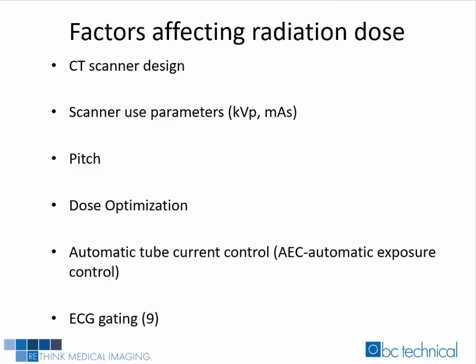There are several factors that affect the patient's radiation dose. These include CT scanner design, the scanner use parameters, such as kVp and mAs, pitch or speed at which the table is moving, dose optimization, automatic tube current control, and AEC, which is automatic exposure control, and ECG gating.